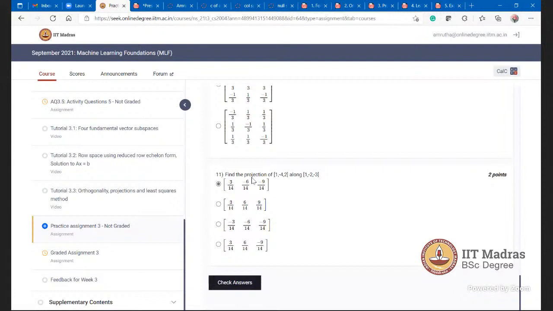Ma'am, are the options for the graded assignment all correct, or are there any mistakes? No, actually, in the discourse forum, we have mentioned 2 options for those questions that we will not consider. You can kindly refer to that discussion forum, where the projection question, 11 and 13, I guess, right? Yeah. So we will post an announcement so that it will not affect your grading.